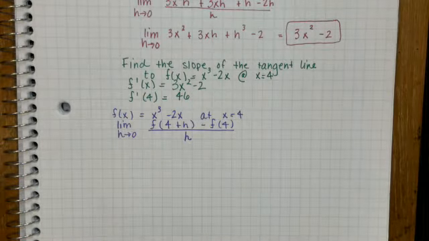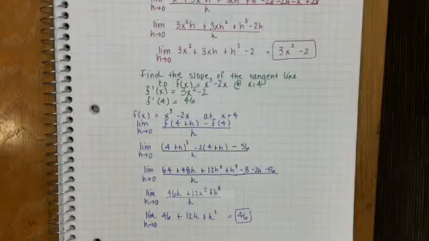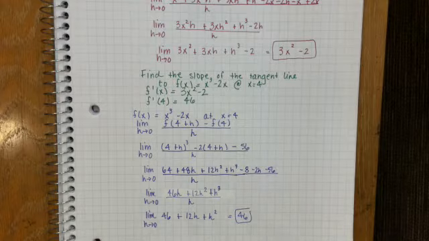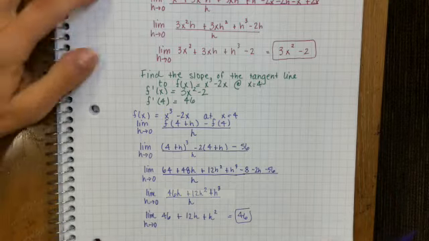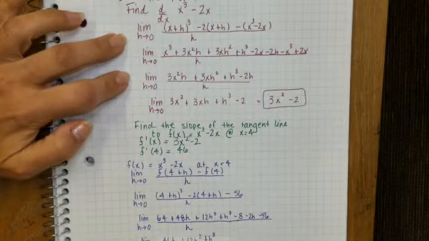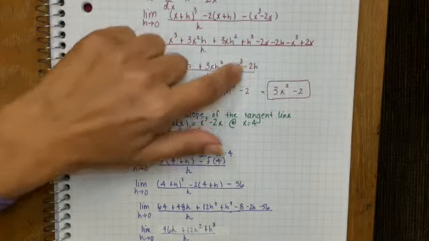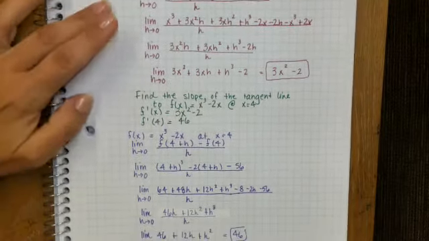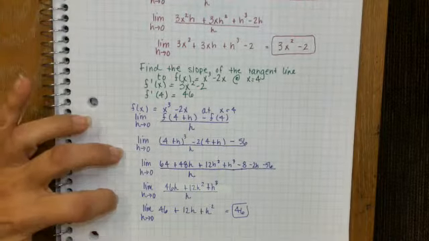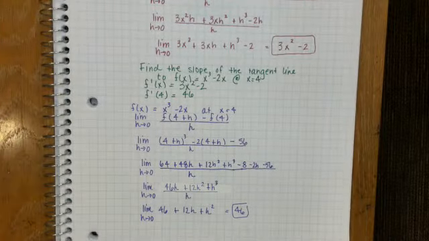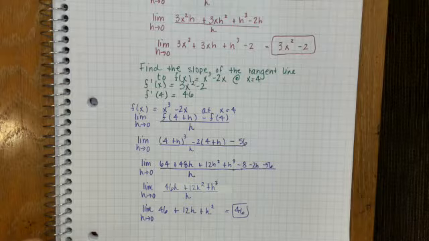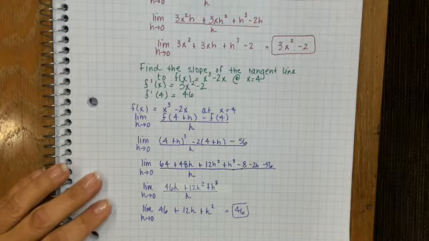All right, so take a minute, figure out what that is. You should have gotten 46. So go back and pause if you need to. The first step is to find the general derivative. That's definitely your way to go, because then you can just plug in 4. If you don't know the general derivative and you're just given an equation, find the slope of the tangent line at a specific point, this is what you would do.